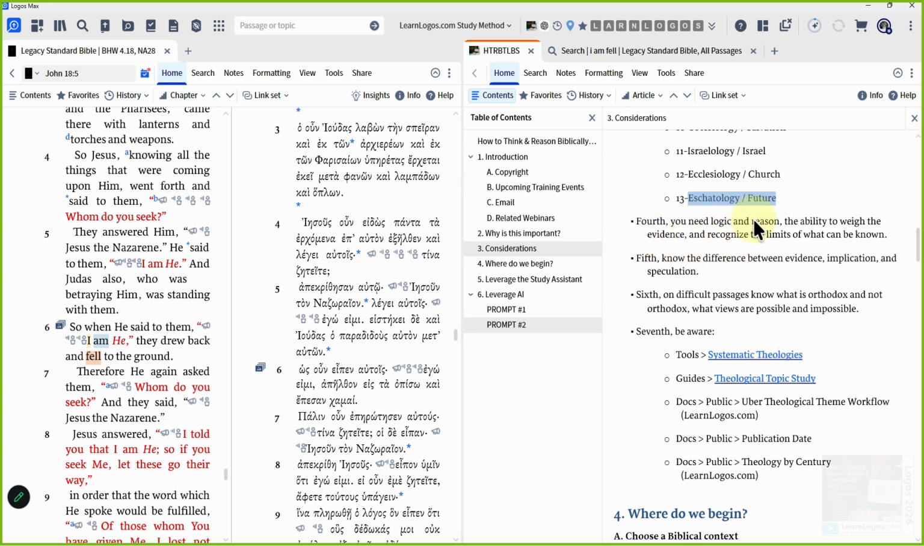So fourth, you need logic and reason, the ability to weigh the evidence, recognize the limits of what can be known. Speculation is dangerous, and if the text doesn't say it, we can only go so far in reasoning and implications, which leads us to number 5 here. Know the difference between evidence, implication, and speculation.